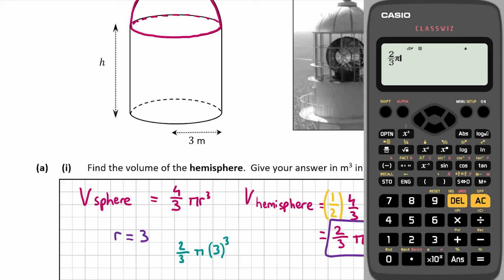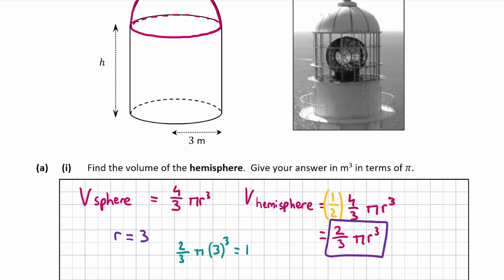So you should have 2 over 3 pi by 3 cubed. So make sure to put the 3 in brackets like this. And then you can click x to the power of 3, which is up here at the top. And then you get 2 over 3 pi by 3 cubed. And we can click equals now. And that gives us 18 pi. So the volume of the hemisphere is 18 pi.